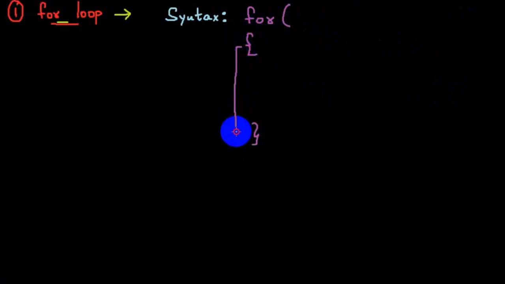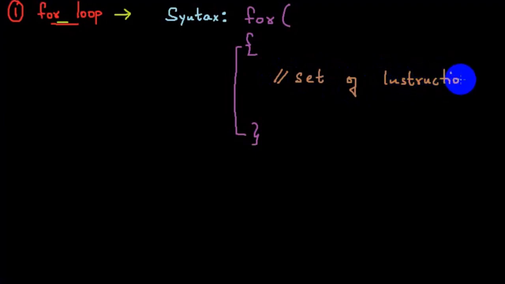Clear? Now we are supposed to talk about the beautiful syntax here. So how does the syntax go on? It's a very simple syntax. For, open parenthesis, close parenthesis, open curly braces, close curly braces. So this is the scope of for loop. And the set of instructions which I need to repeat has to be written within this block here. If I have to write anything which I have to repeat, I have to write it within this specific block here.